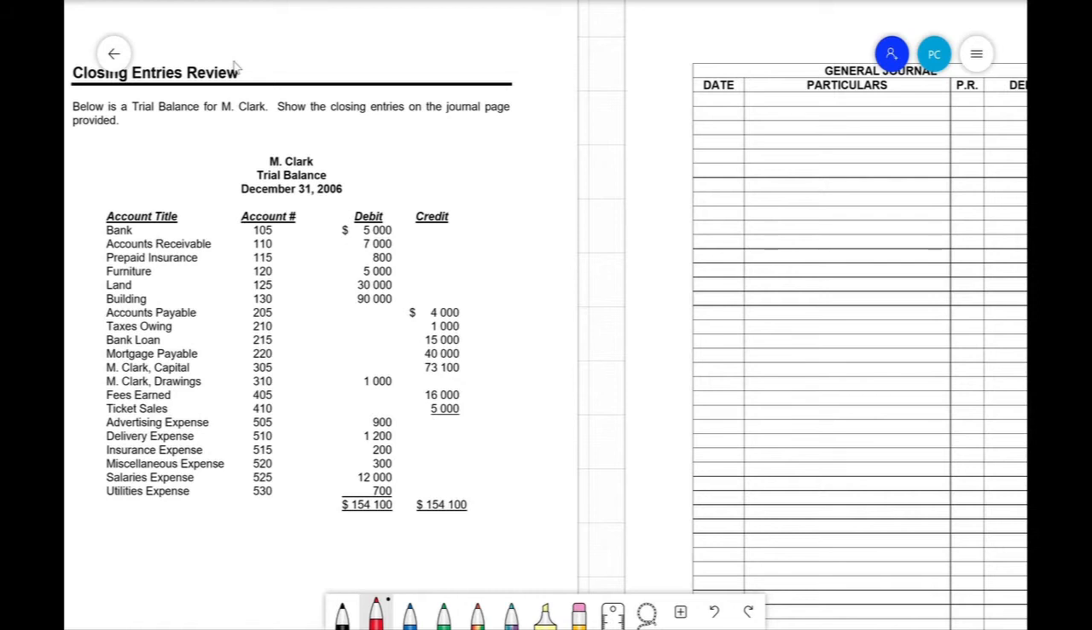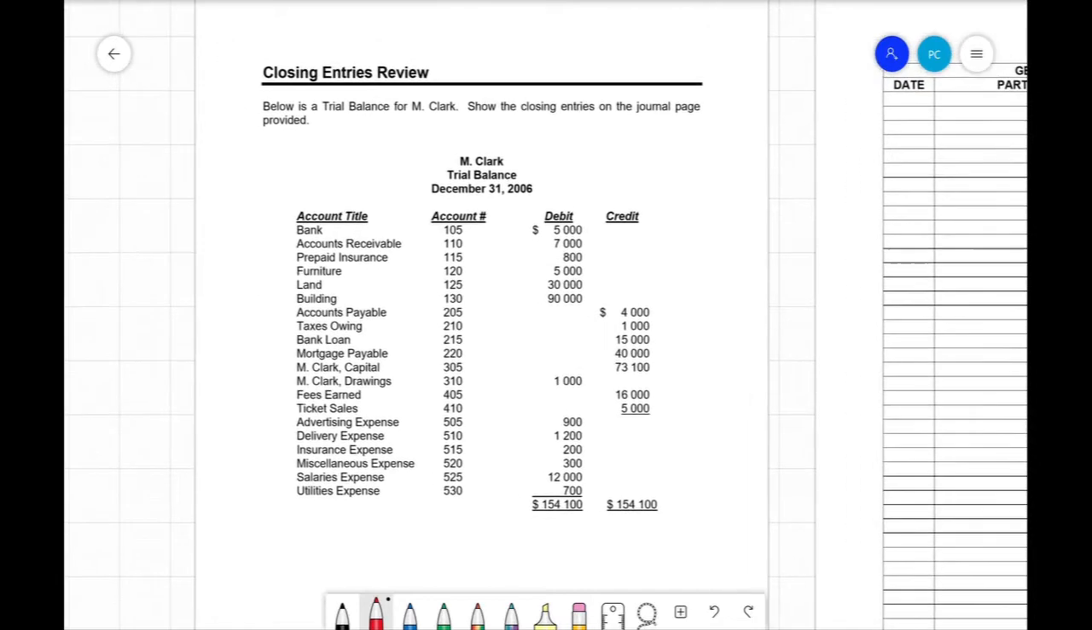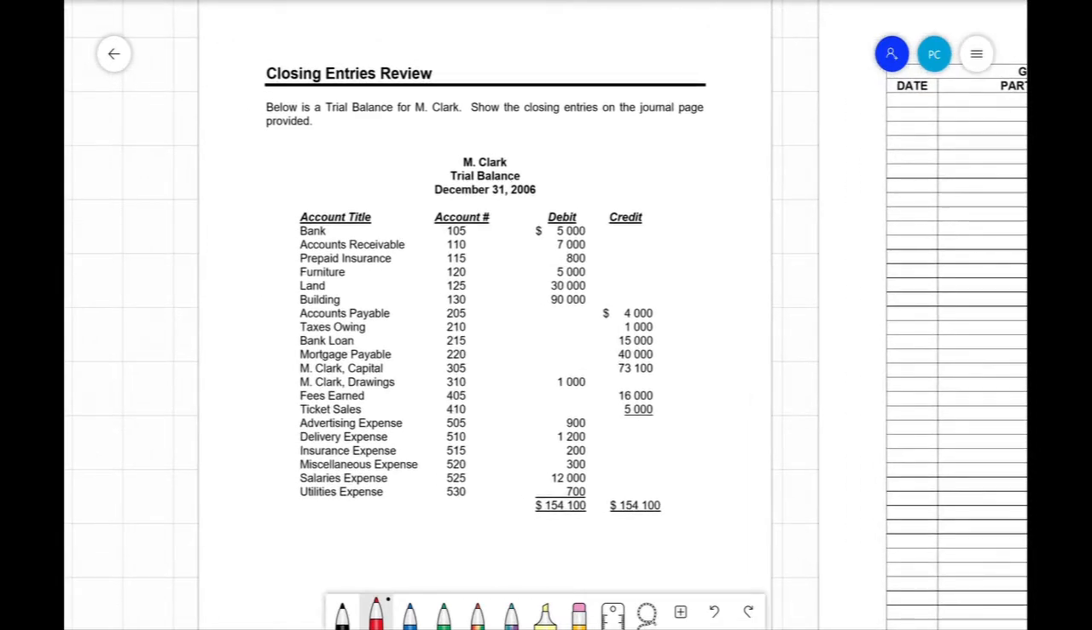The closing entries are the last step in the accounting cycle. So we're going to go over what that means and how we do it. First of all, here's the one we're working on, closing entries review.